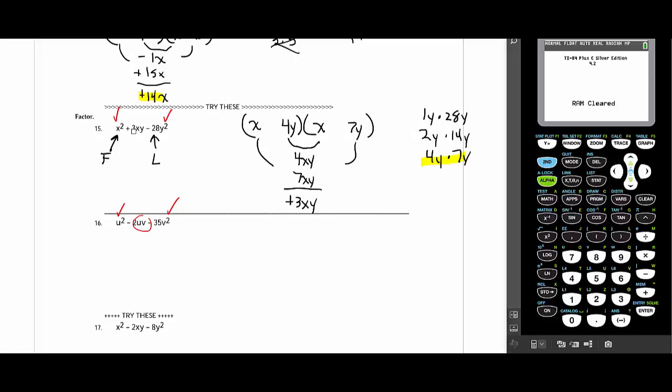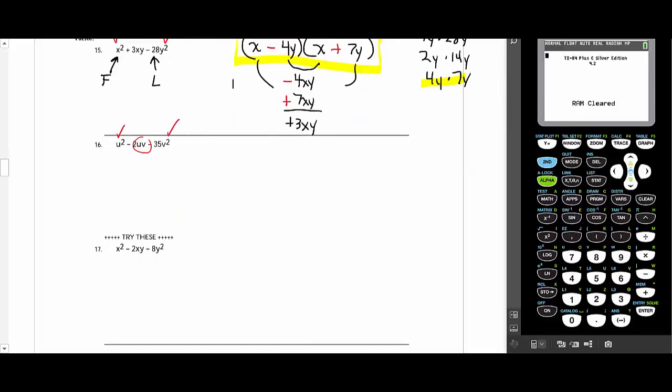Something's got to be negative. There you go. Okay, so you got to have a negative 4 and a plus 7, like that. So that means the negative goes with the 4, and then the plus goes with the 7 like that. So that would be the factored answer. Okay, everybody see how the x and y blend? It's not a different problem. It's just same concepts, just got an extra variable to it. Okay. All right, let's look at the next one.